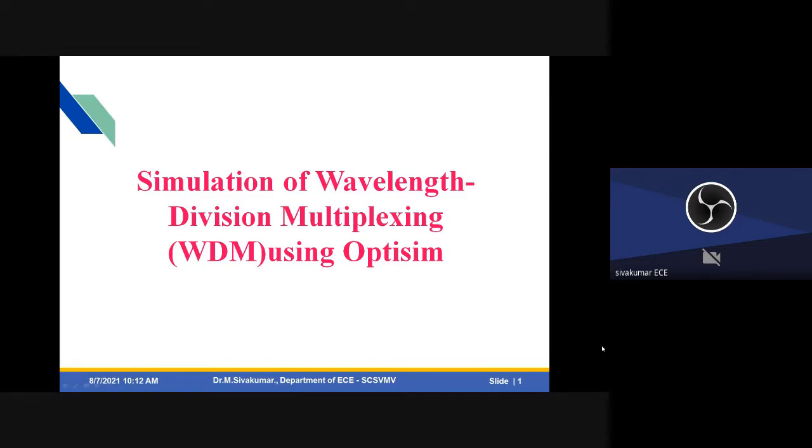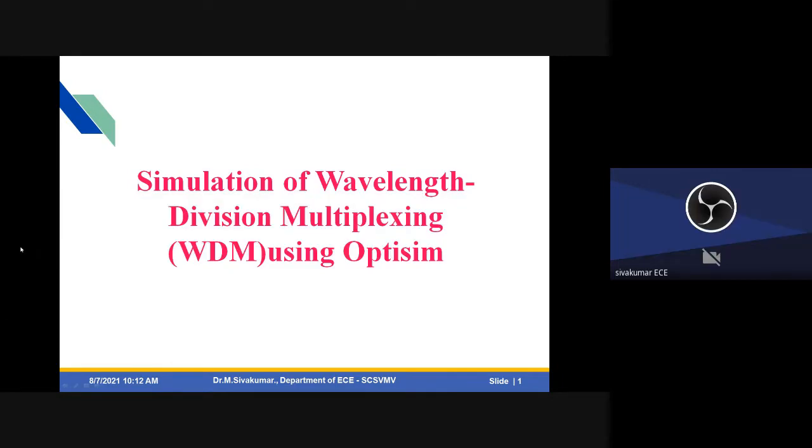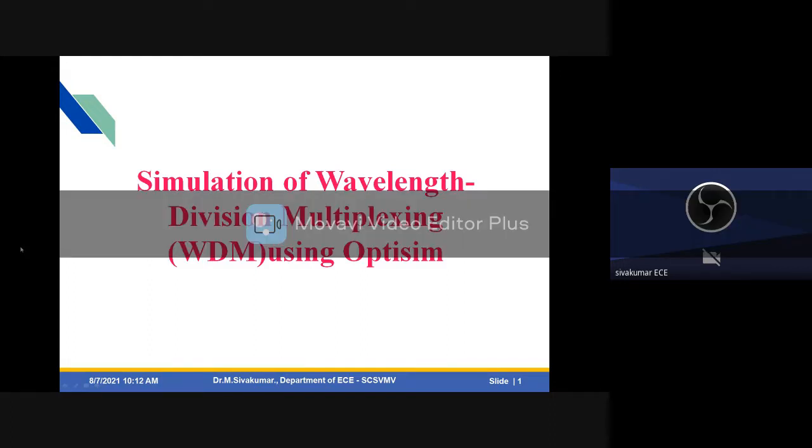Okay. Today we are going to discuss the simulation of wavelength division multiplexing. Also, in your syllabus, a study of WDM using some specialized software is there. So today we are going to discuss the characteristics of wavelength division multiplexing using Optisim software. Here the title is study characteristic of wavelength division multiplexing.